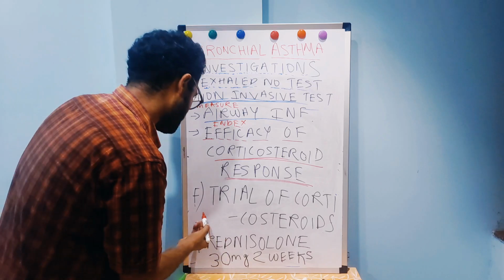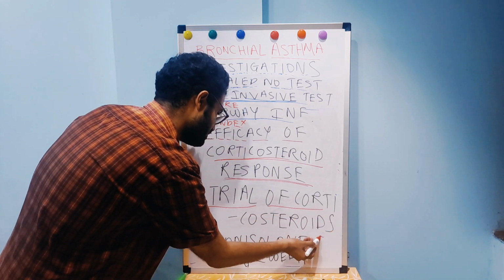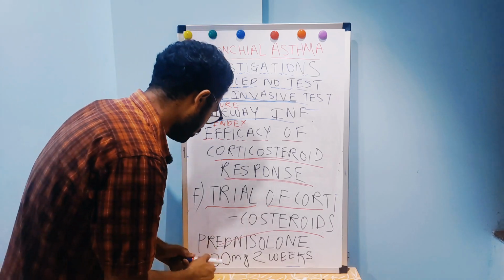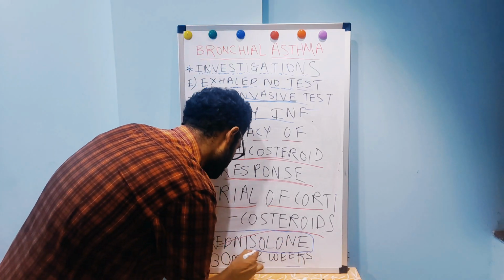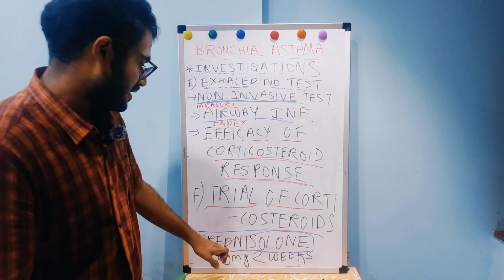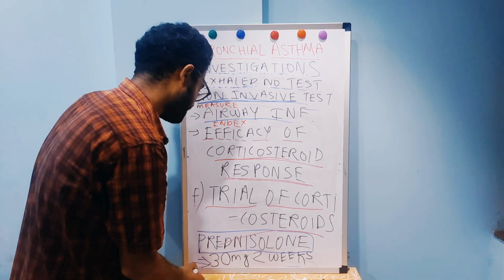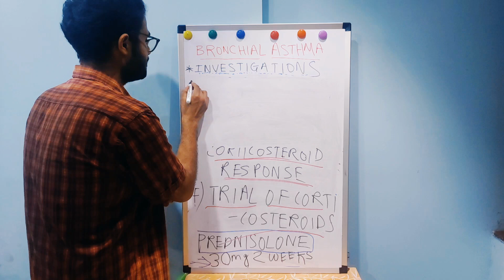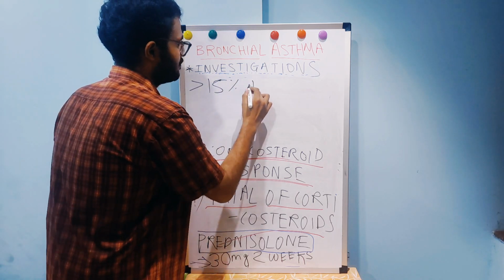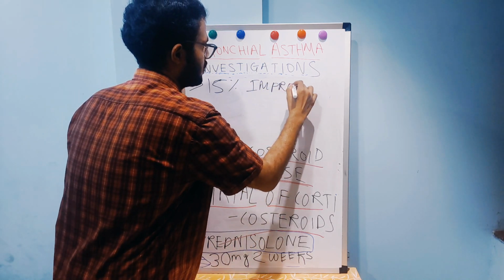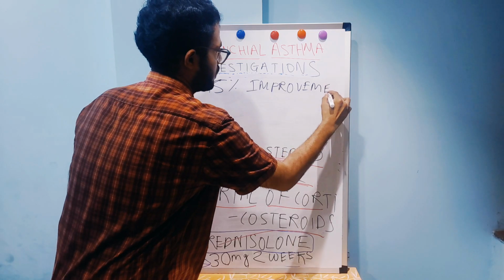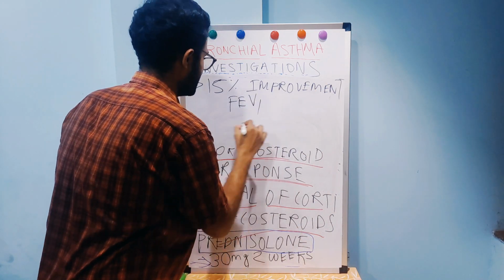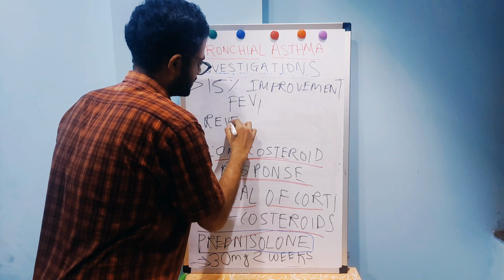So now I would be talking about trial of corticosteroids. This is the next investigation. So see, what do we do in this? We give the corticosteroid prednisolone, and it is given at 30 milligrams for 2 weeks. A 15% improvement in FEV1 basically indicates reversibility, which I have explained to you.